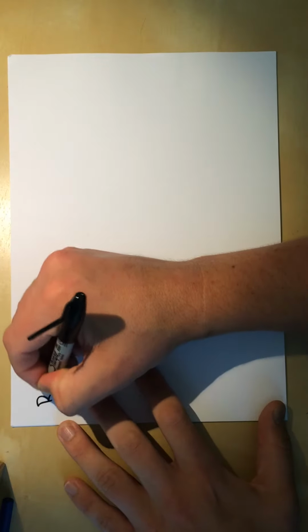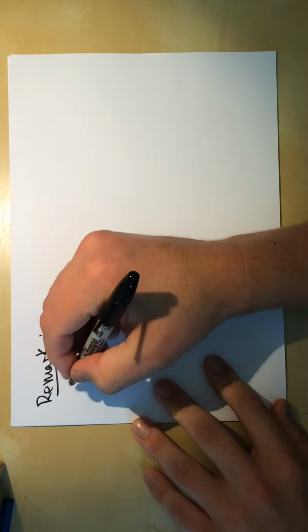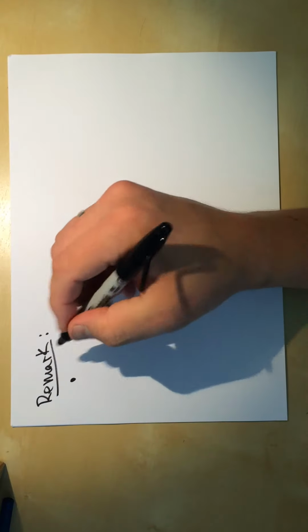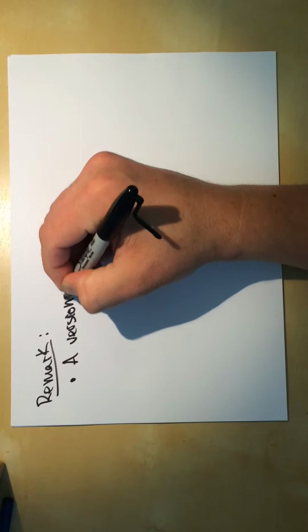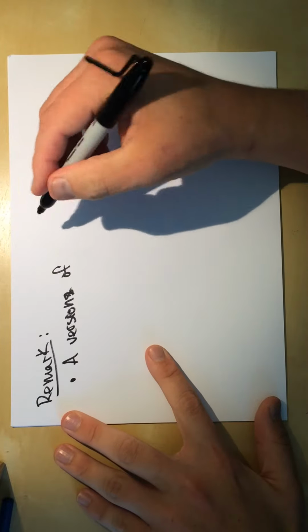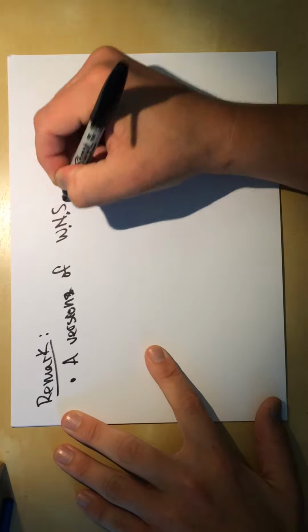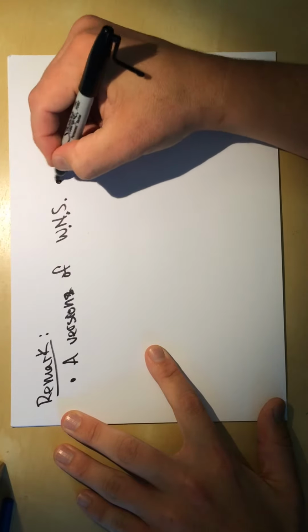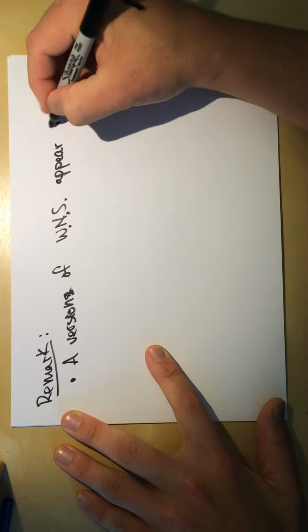So there's this Néron models book. So let me make some remark here. A version of weak Néron smoothening appears in this Néron models book by BLR.